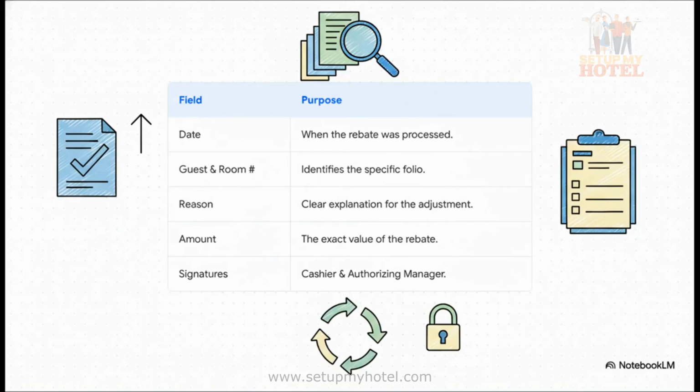Now let's talk documentation. Think of this rebate voucher as your best friend. Every single time you process a rebate, one of these has to be filled out completely. This isn't just busy work. This is the official paper trail. It's the proof that shows exactly what happened, why it happened, and who approved it.